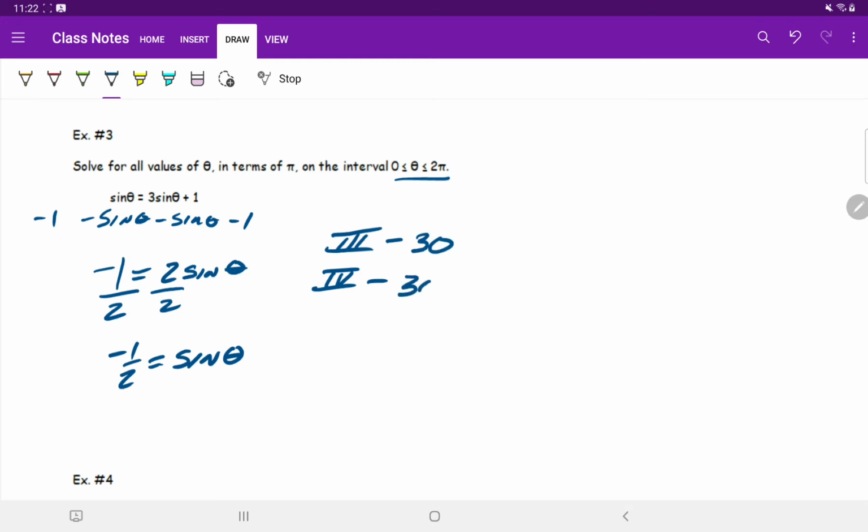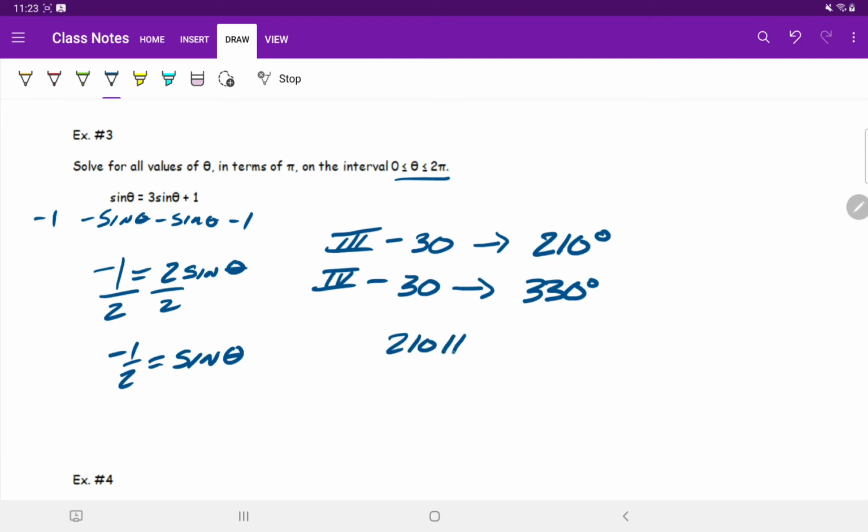When you hit this in your calculator, you don't have to put in radians, leave it in degrees. You're going to find that it tells you negative 30, which means that it's really positive 330 in quadrant 4. And in quadrant 3, you add your 30 on, that's positive 210. But that's not what we're looking for. We need it in terms of radians.